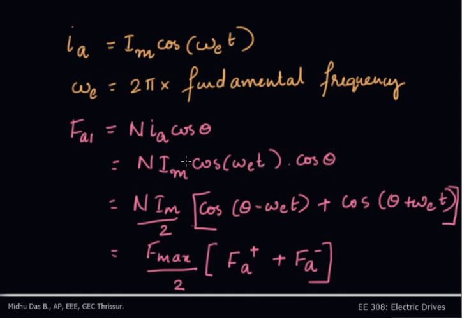When you apply 2 cos A cos B here, you get Nim by 2 [cos(theta minus omega Et) plus cos(theta plus omega Et)]. And if you call this Nim as F max, the maximum value of MMF, you get an expression for FA1 showing the time and space variation. FA1 is equal to F max by 2, FA plus FA minus.